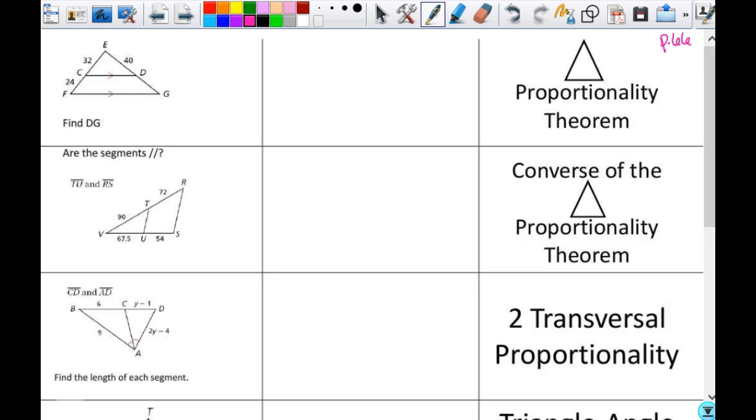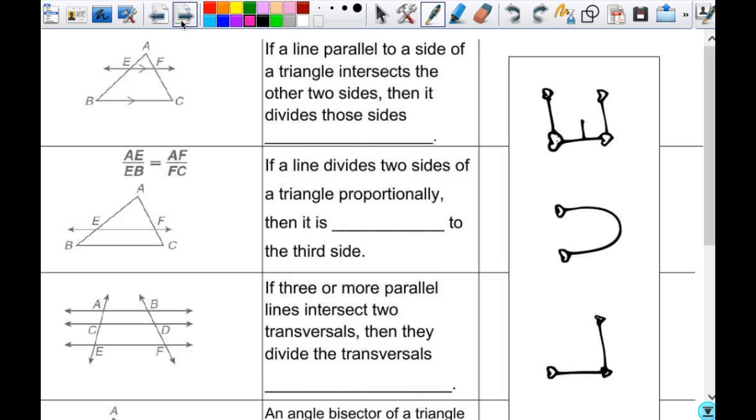Okay. We have 4 different rules that we're going to look at. First one is triangle proportionality theorem. I can't really fold my board like you have your paper folded. So inside this, when you open this little door up, you see this.